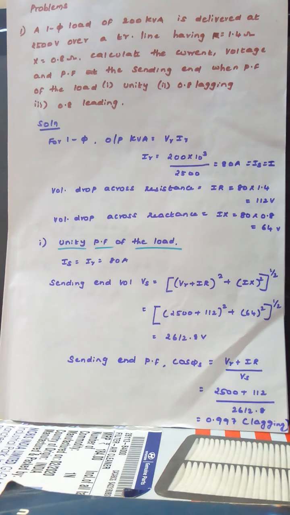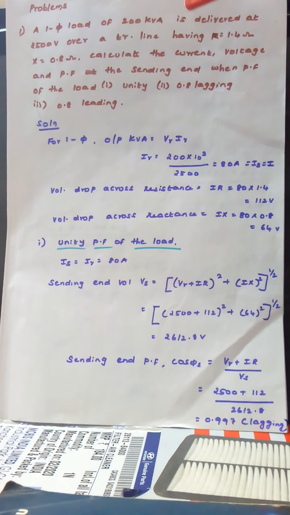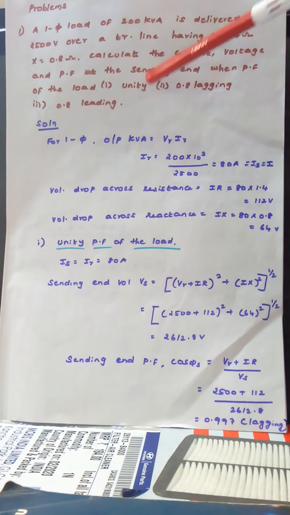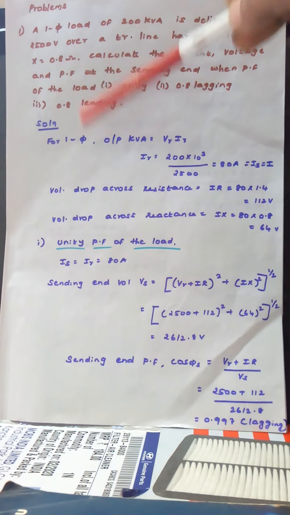Today we'll see about the problems on short transmission line. A single phase load of 200 kVA is delivered at 2500 volt over a transmission line having R equal to 1.4 ohm and X equal to 0.8 ohm. Calculate the current, voltage and power factor at the sending end when the power factor of the load is unity, 0.8 lagging and 0.8 leading.